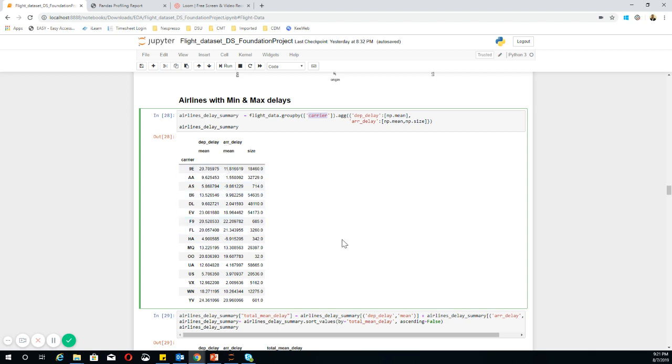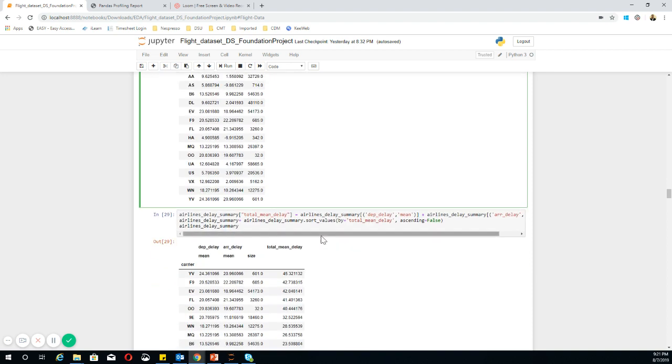We haven't used any threshold in this case because the number of carriers is very small. So we have considered all of them, and we want to see which one has the maximum mean delays, and so on. That's the reason we have calculated the total mean delay. The formula is pretty simple: it is a summation of the departure delays and arrival delays over the year.